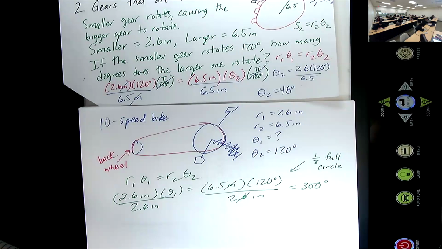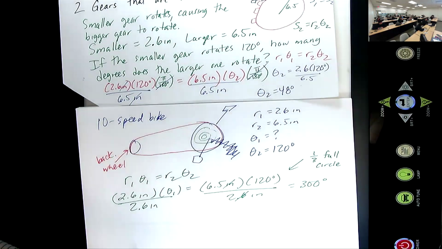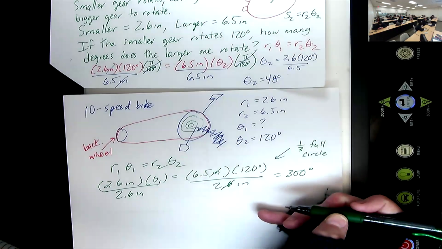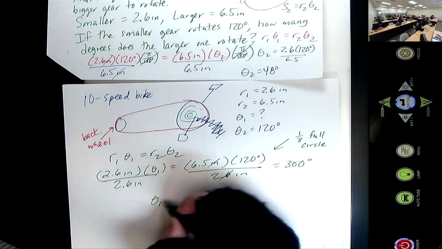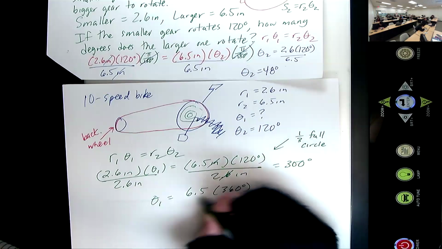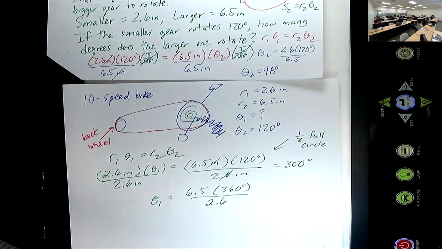So that's how a 10-speed bike has different rings here, and you can drop down to have a different gear ratio, which affects the amount of work you put in versus how much this rotates. So what would be the gear ratio? Let's say we just did one full circle. If I did one full circle, I'd have 6.5 times 360 over 2.6, and we'll see what the end result is.